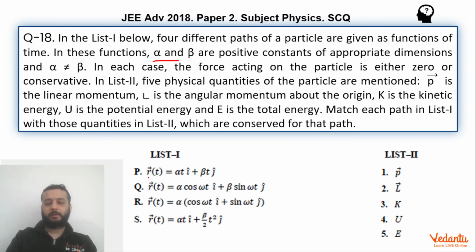So basically we have to determine which quantities will be conserved for each entry. For example, let's talk about entry P. Amongst 1, 2, 3, 4, 5, which of these quantities will be conserved for the particle as it moves? The question is fairly simple. Let us try to solve it.